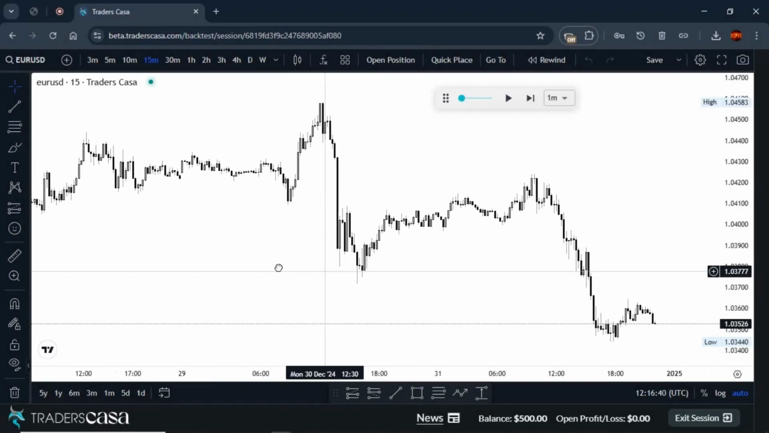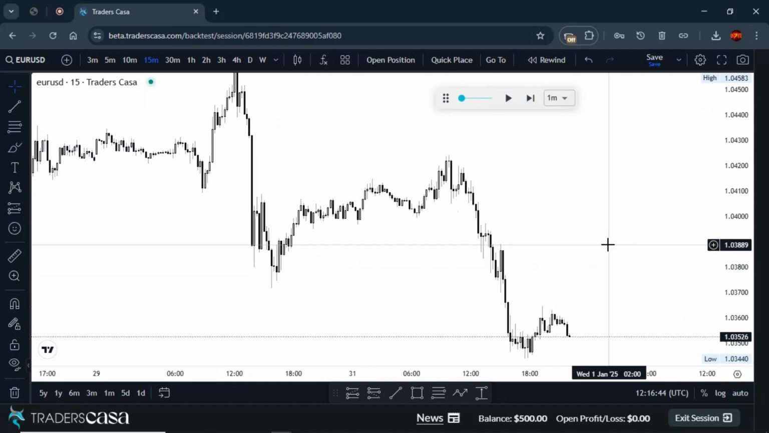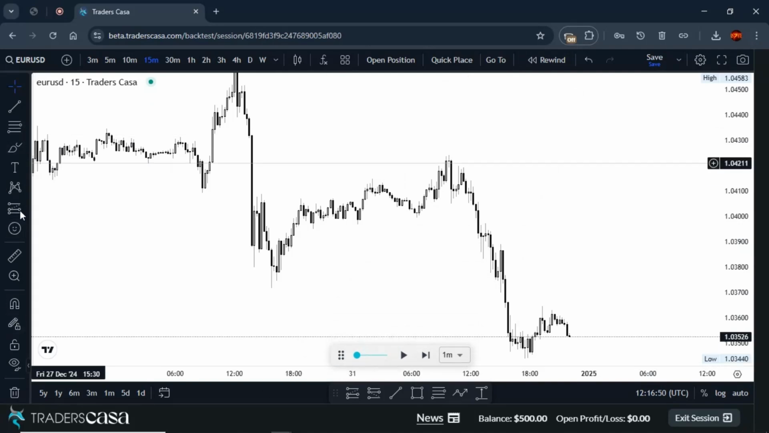So let's click on play. Okay, so this is a chart. As you can see, the interface looks so much like TradingView. It looks almost like a clone or a replica. At the left hand side, you have all the tools at your disposal, and right here we have the replay bar. Okay, so let's start.